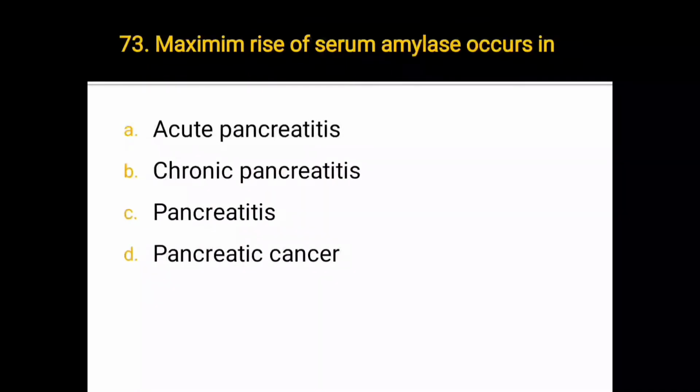Maximum rise of serum amylase occurs in: A. Acute pancreatitis, B. Chronic pancreatitis, C. Pancreatitis, D. Pancreatic cancer. Correct answer: D. Pancreatic cancer.